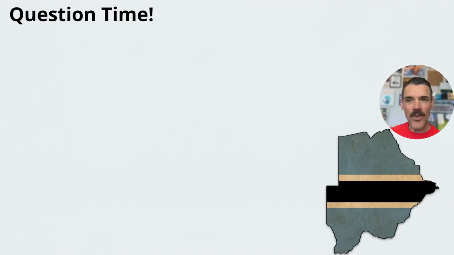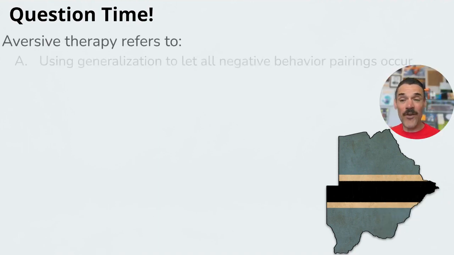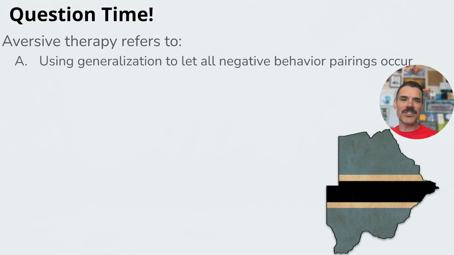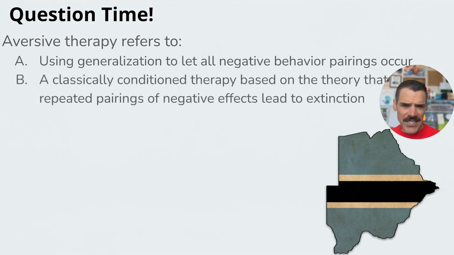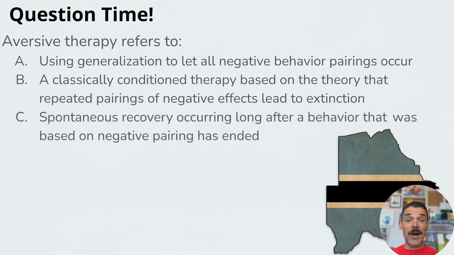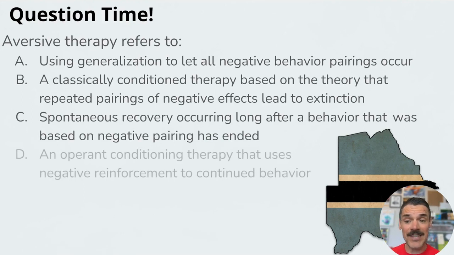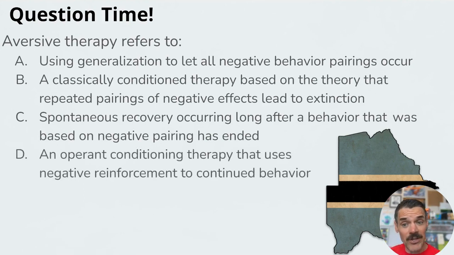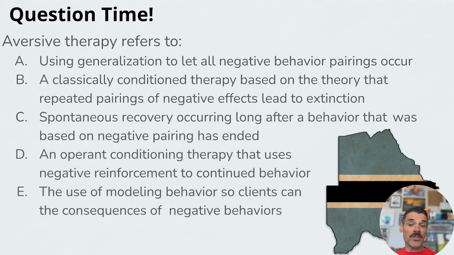Let me move. Okay. Aversive therapy refers to using generalization to let all negative behavior pairings occur. A classically conditioned therapy based on the theory that repeated pairings of negative effects will then lead to extinction. Spontaneous recovery occurring after a behavior that was based on negative pairing has ended. An operant conditioning therapy that uses negative reinforcements to continued behavior, or the use of modeling behavior so clients can see the consequences of negative behaviors.